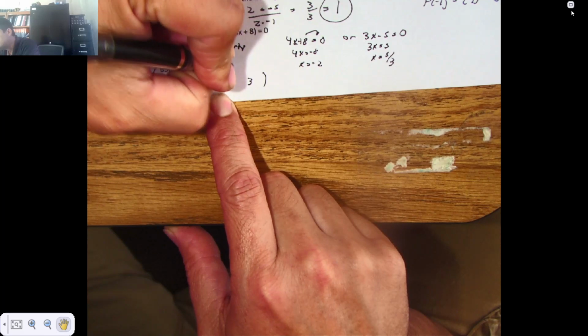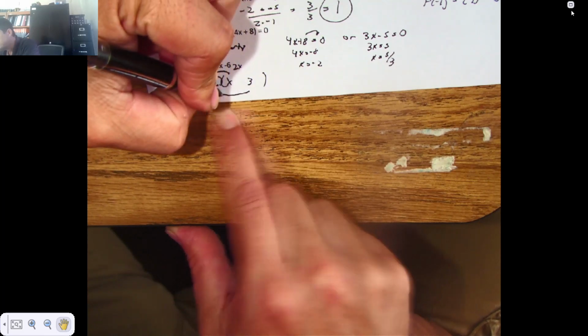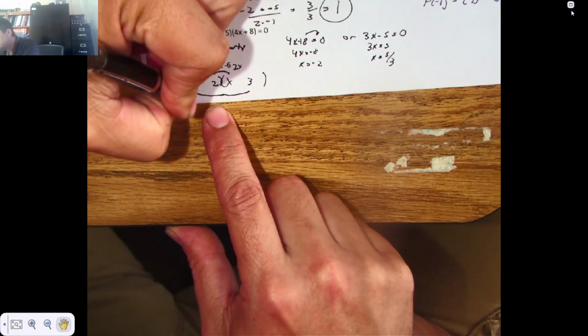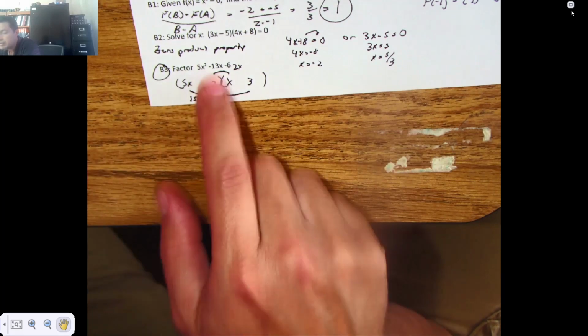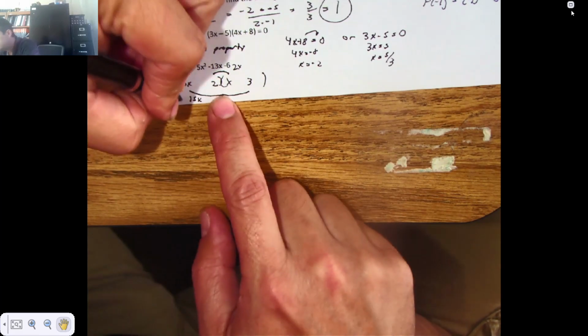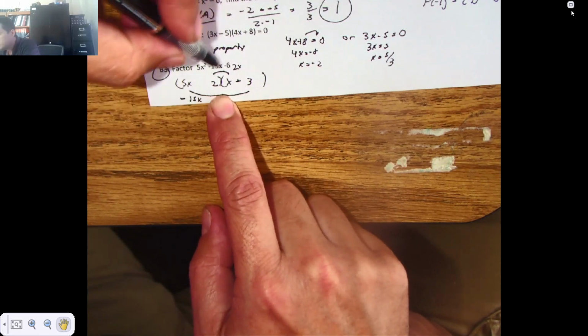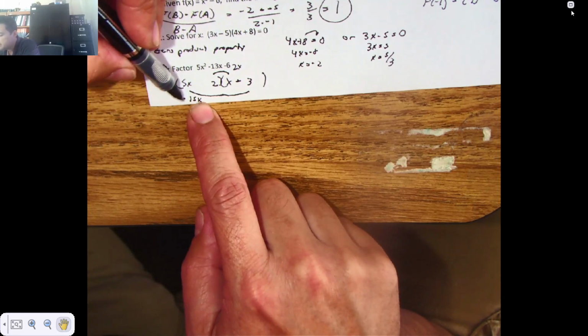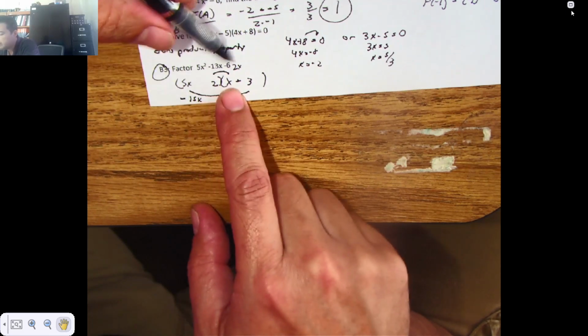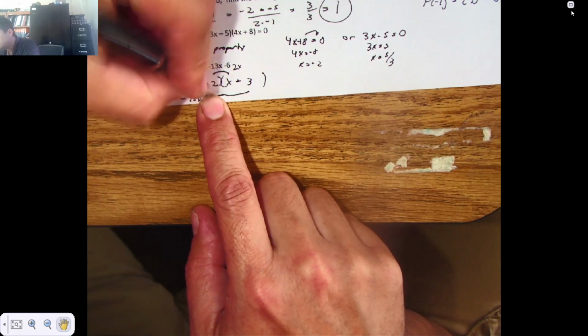When I link those two terms together, I get 2x. And when I link these two terms together through the distributive property, I get 15x. I want a negative. I need this to be negative. The reason I want this to be negative is because -15x plus 2x is -13x. And there is bonus 3.